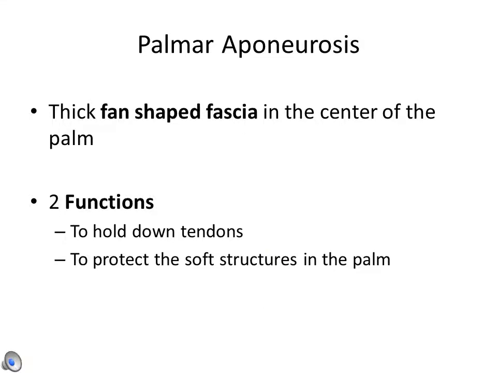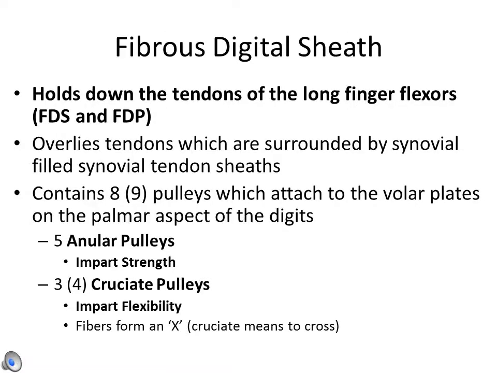The palmar aponeurosis is a thick fan-shaped fascia in the center of the palm. It functions to hold down the tendons and also to protect the soft tissue structures of the palm. The fibrous digital sheath is the connective tissue that overlies the tendons, which are surrounded by the synovial-filled synovial tendon sheaths.